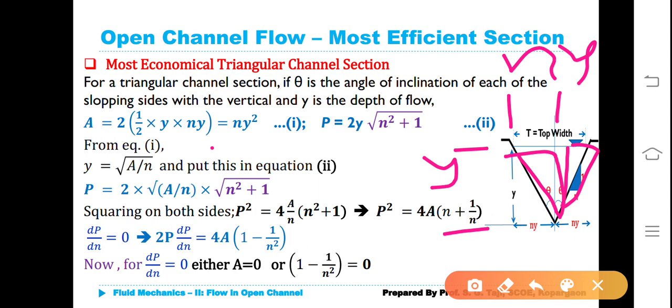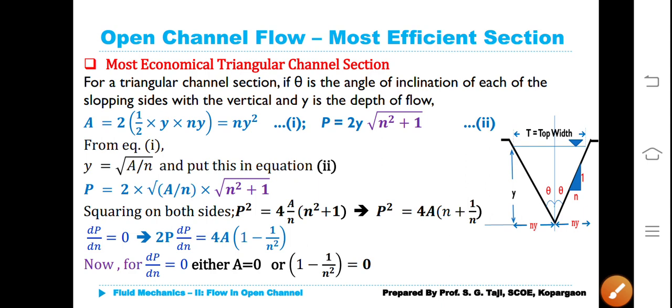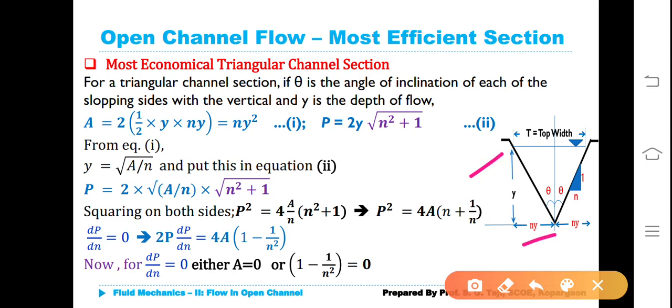And wetted perimeter P is equal to 2y multiplied by root of n squared plus 1, because we know how to calculate this inclined or sloping side of a trapezoid or triangle. It is given by root of n squared plus 1. Therefore, wetted perimeter is equal to 2 times y under the root n squared plus 1.